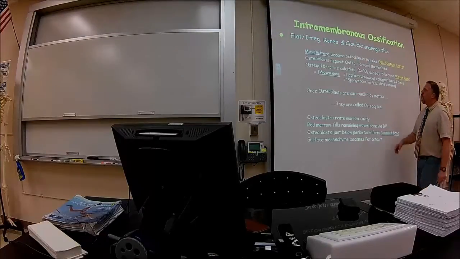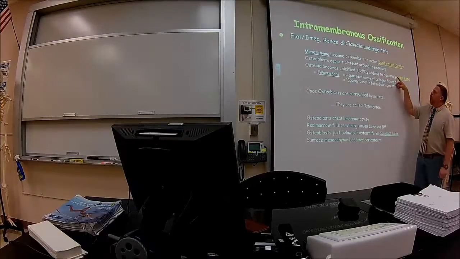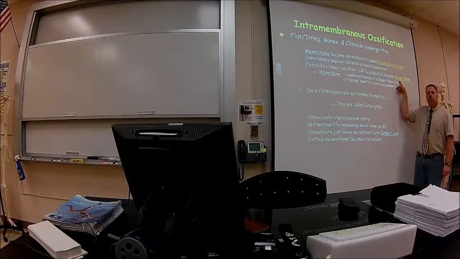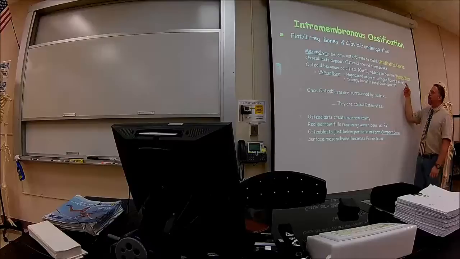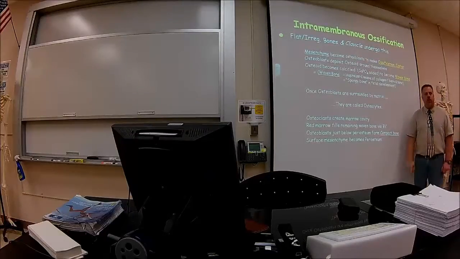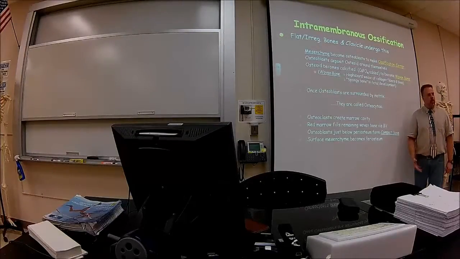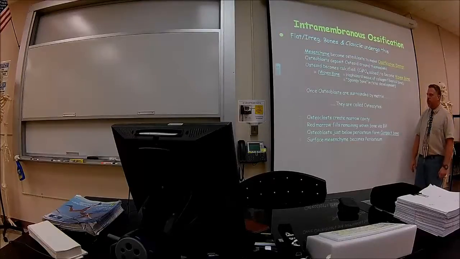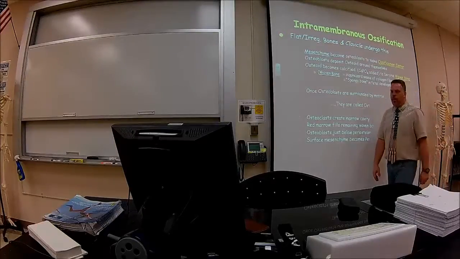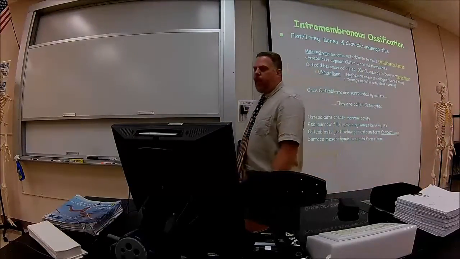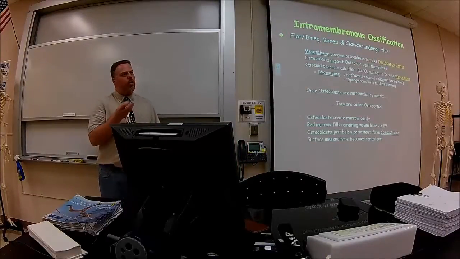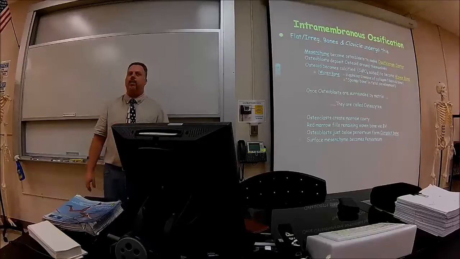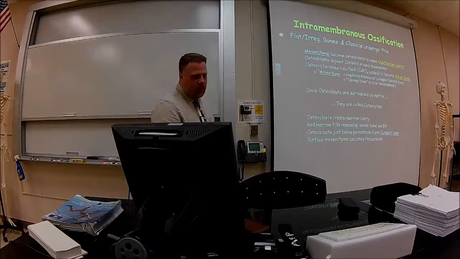This is going to become woven bone. Woven bone is the same thing as spongy bone, except this is found in fetal development. It's not found in the adult or the child, for that matter. Once the osteoblasts are surrounded by the matrix, they paint themselves into a little corner. Now they're in a lacuna, and they're now known as osteocytes.